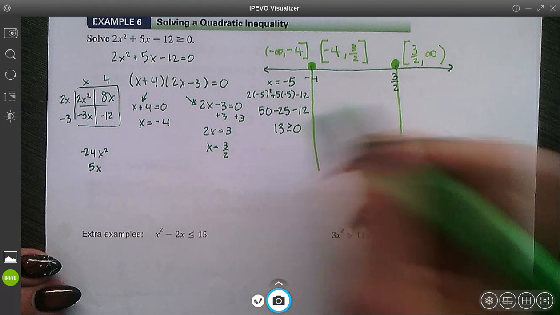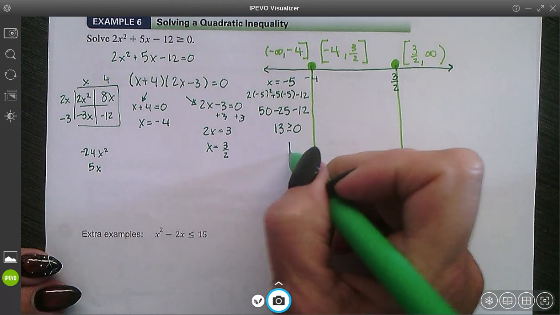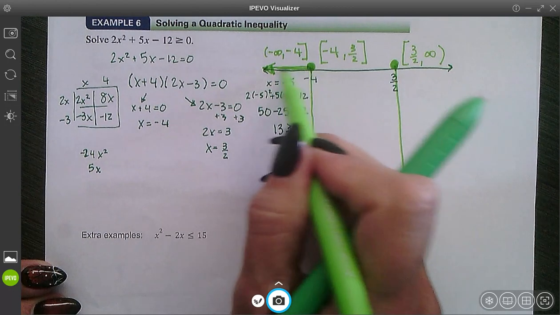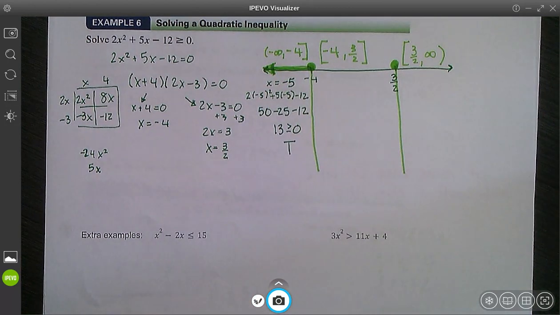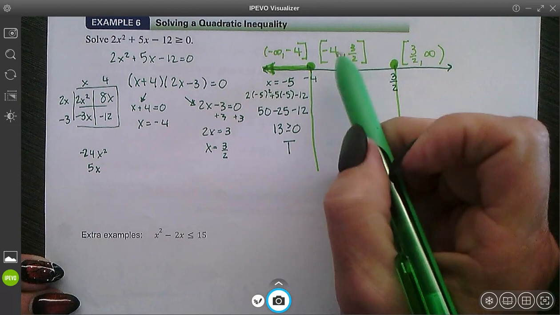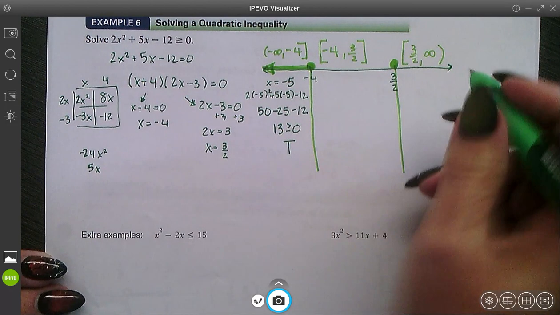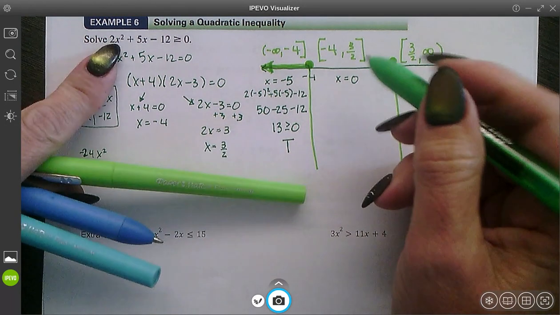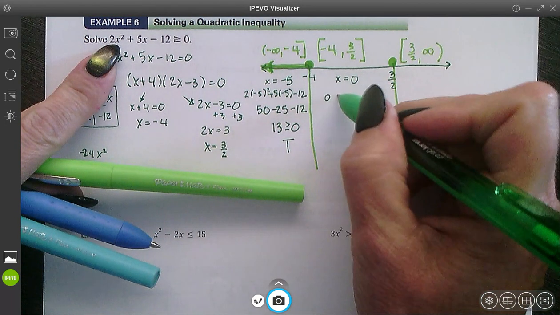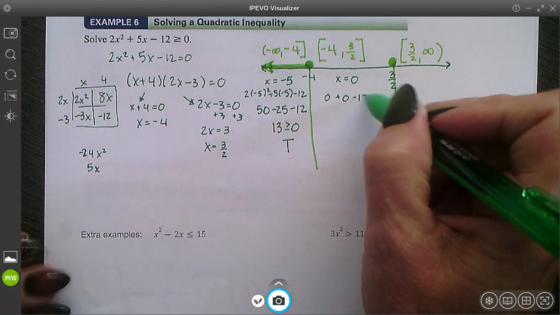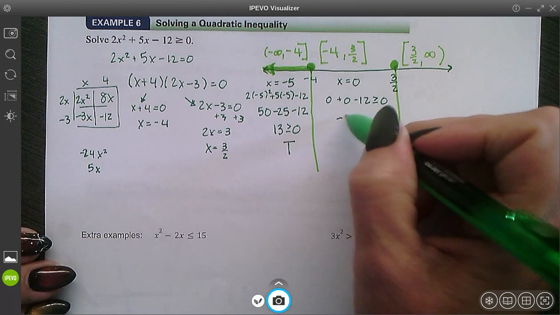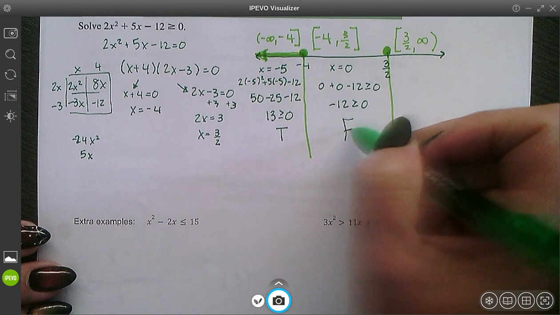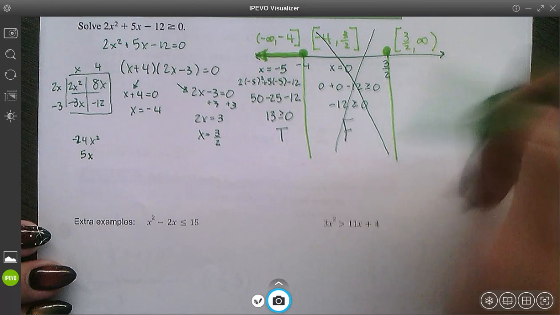And is 13 greater than or equal to 0? Yes, it is. So I'm going to shade that part of my number line and move to the next section. What's a good number between negative 4 and positive 3 halves? How about 0? If I put 0 in for x, I do 2 times 0 squared is 0, plus 5 times 0, which is 0, minus 12 is greater than or equal to 0. So basically, is negative 12 greater than or equal to 0? It is not. It is less than 0. So that is false. X that out.